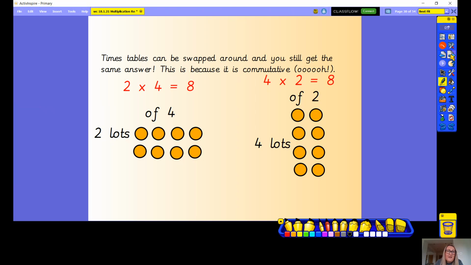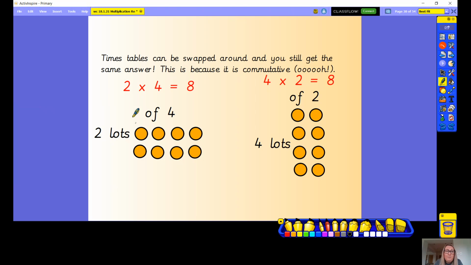So in times tables, the number can be swapped around and you still get the same answer. That's the magic thing about times tables. We can swap that number around. This is called commutativity. That's a very big word, isn't it? So we've gone, ooh, that's a very big word, commutativity. So it just means that we can swap the numbers around and we still get the same answer.